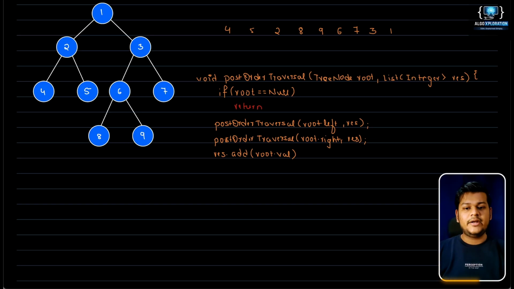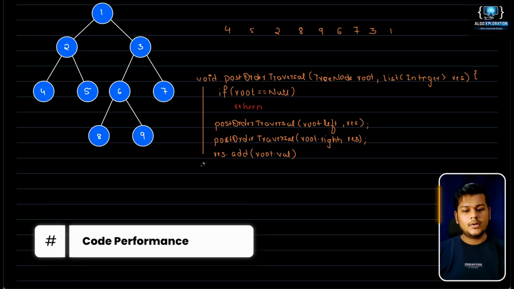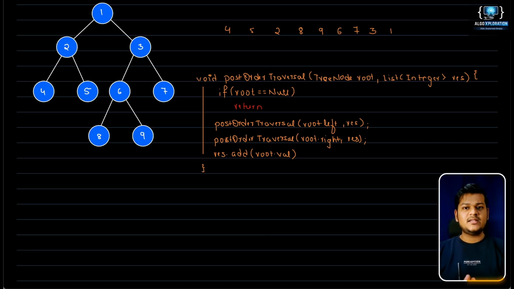Okay. Now let's come to the performance of this code. See, it is the same as in-order and pre-order traversal. Since we are sitting at every node and then storing it, if there are n nodes, then the time complexity of this will be order of n. And you can comment it down. If you have watched my previous 2 lectures, you can comment it down. What will be the space complexity of this?